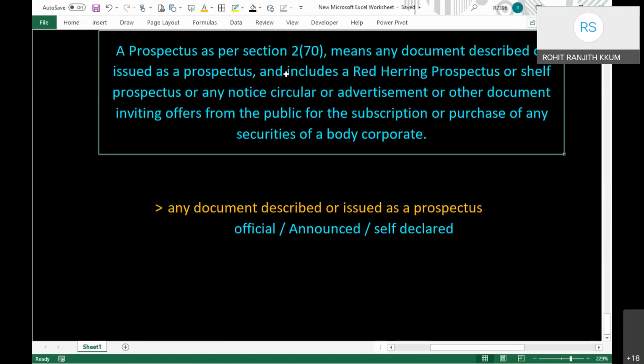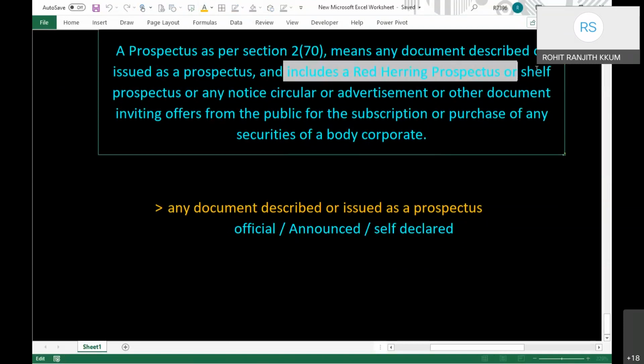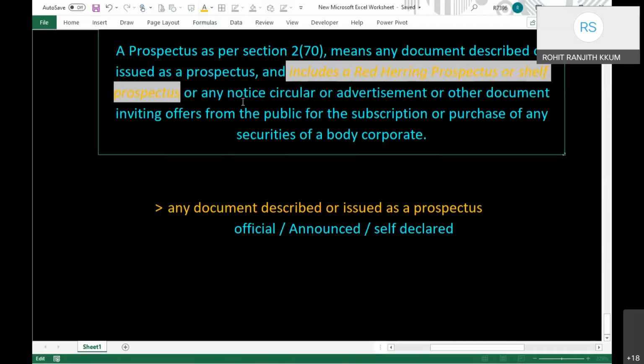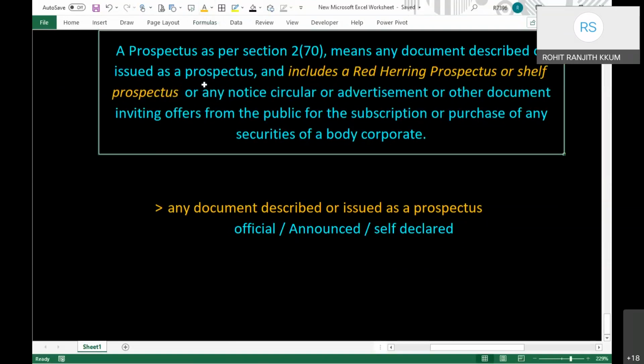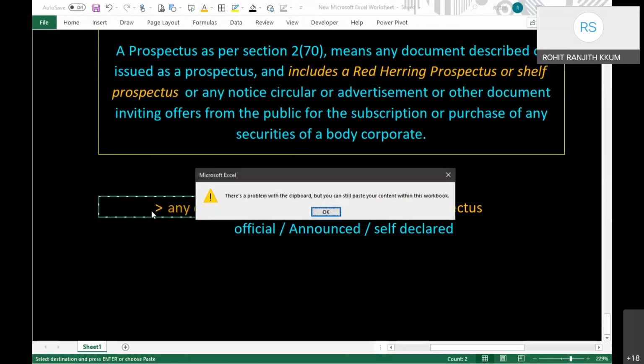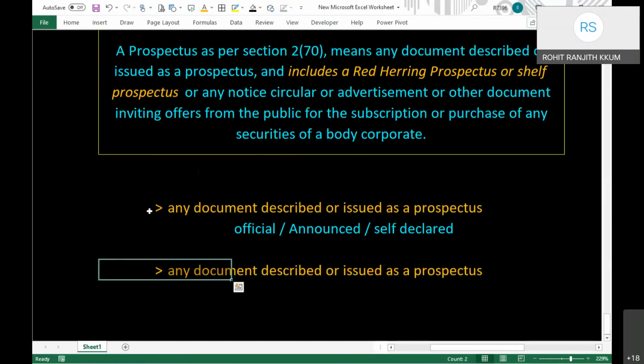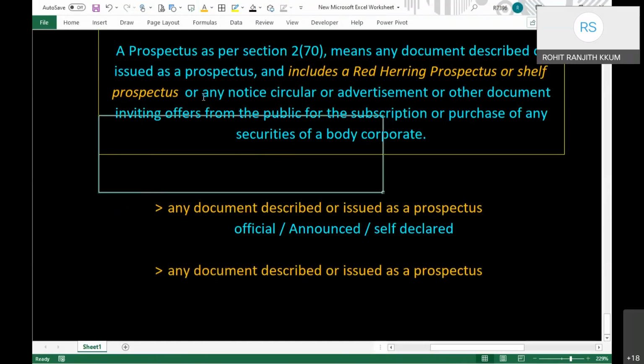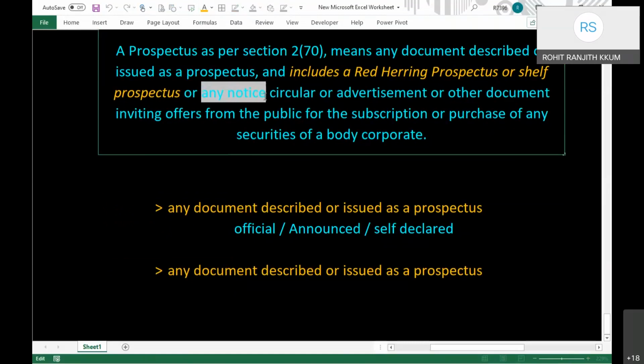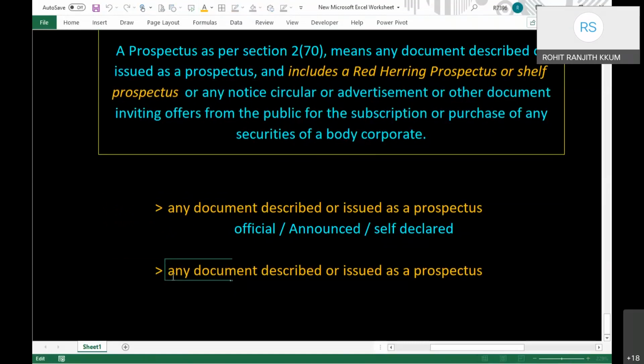Now these two parts I want to take later on, not right now, because I have a separate discussion on that. All right, now this part is very important to solve the questions that are given to you. It says any notice, that is the first one.